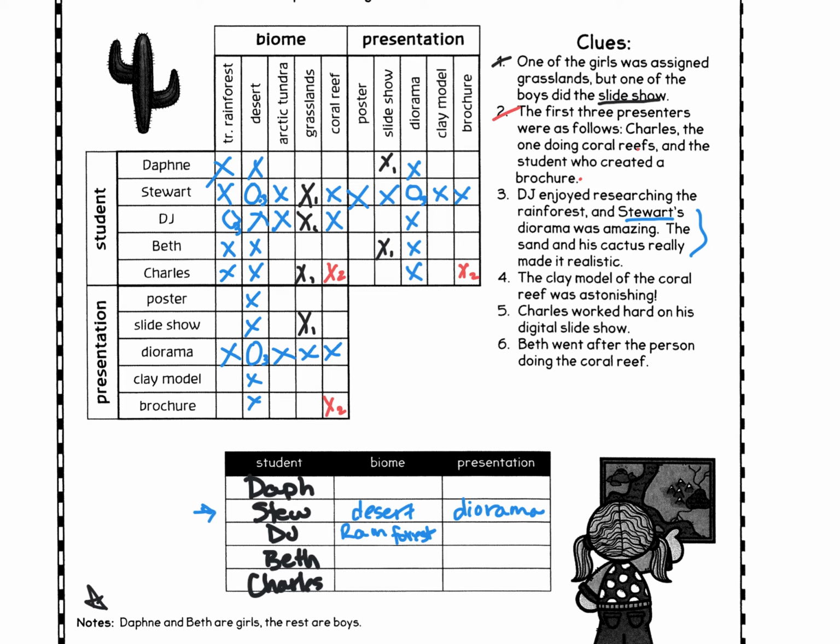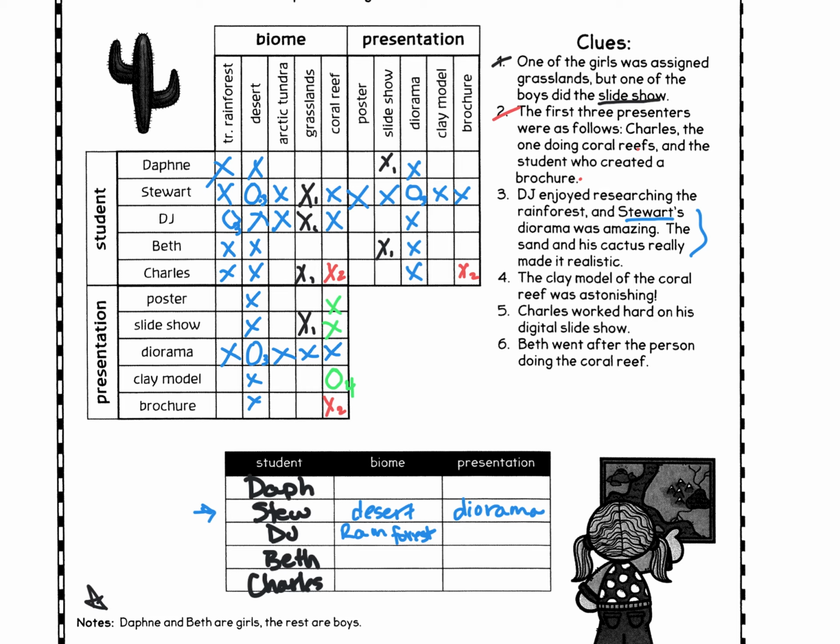All right, let's go to clue number 4 next. It says the clay model of the coral reef was astonishing. All right, so that means that clay model and coral reef have to go together. So coral reef and clay model have to go together. So I'm going to put that O there with a 4. Okay, and I know I can then cross out these 2 boxes.